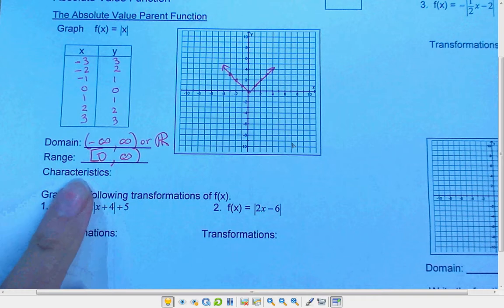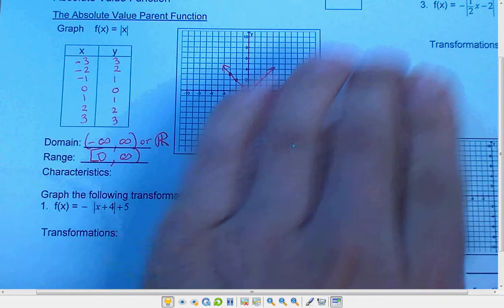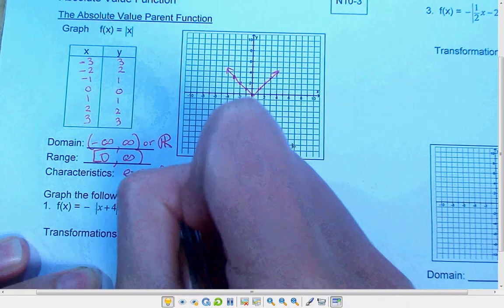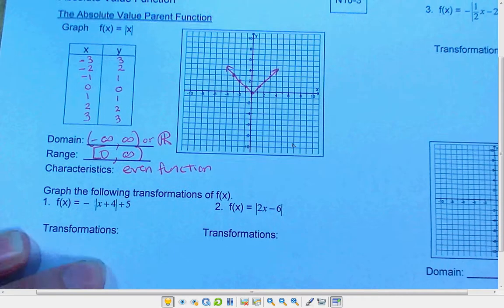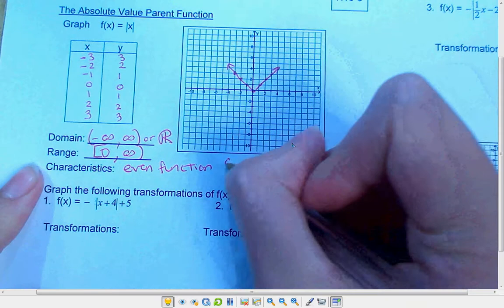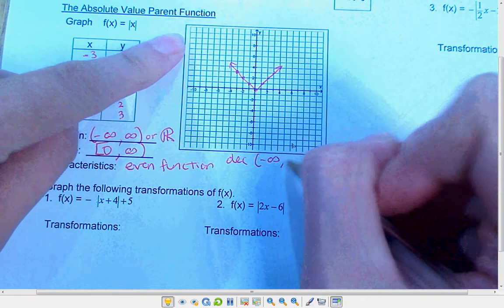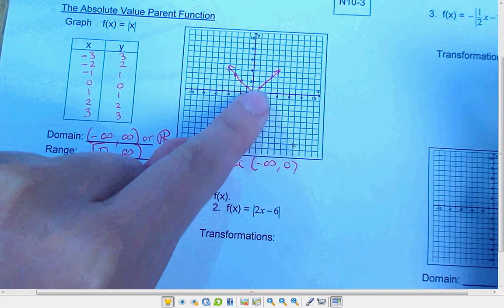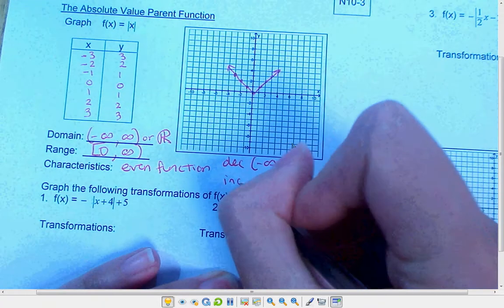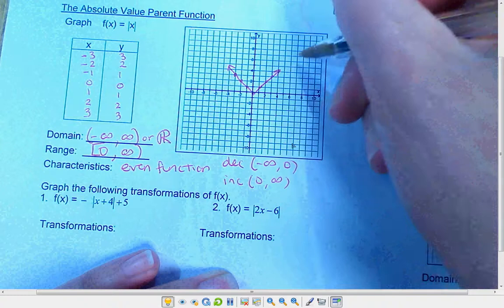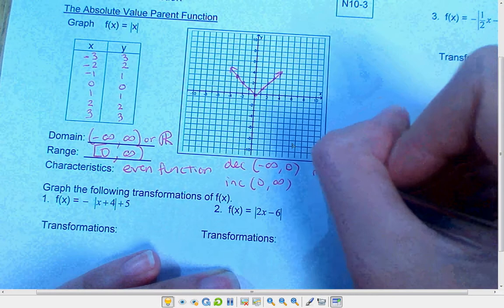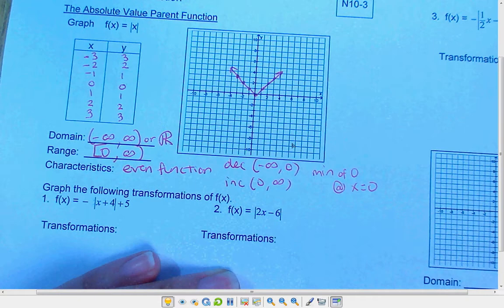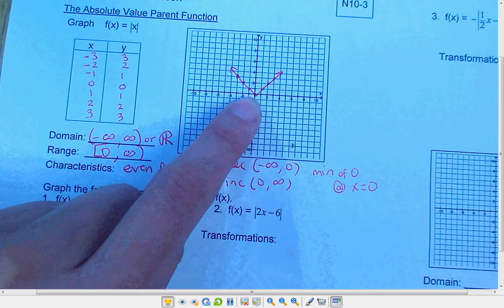So some characteristics of this function: it is symmetric across the y-axis, which means it is an even function. We know that it is decreasing from -infinity to 0. So this entire section right here, doesn't matter which way the arrow is pointing, we always go left to right. This section is decreasing, and then it's increasing from 0 to infinity. So this part of it's increasing. And we have a minimum of 0 at x equals 0. Right, so our minimum is (0, 0).